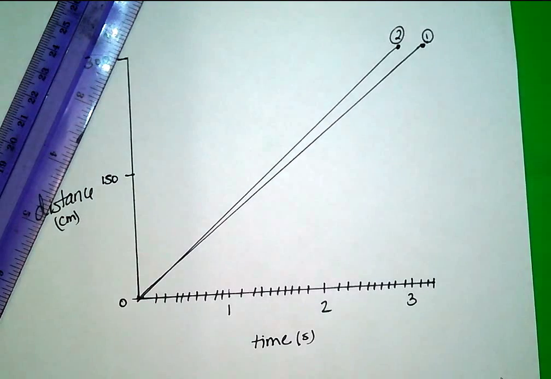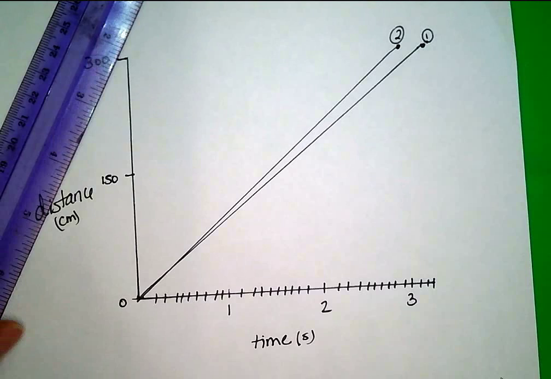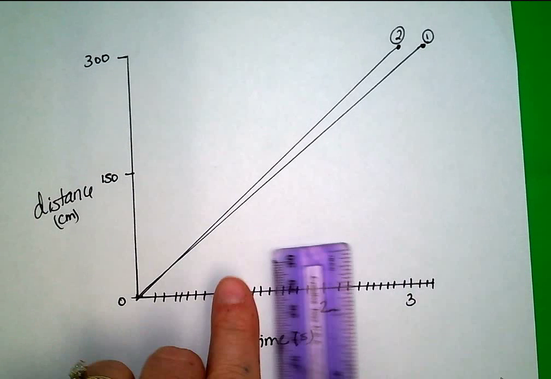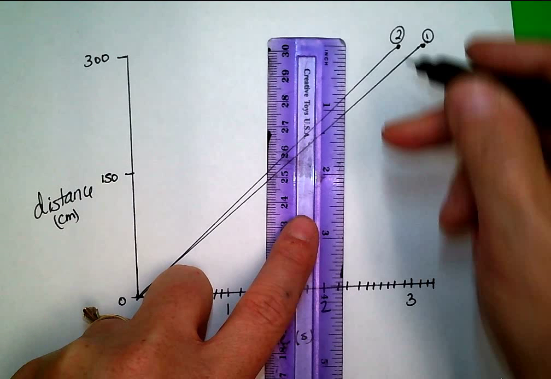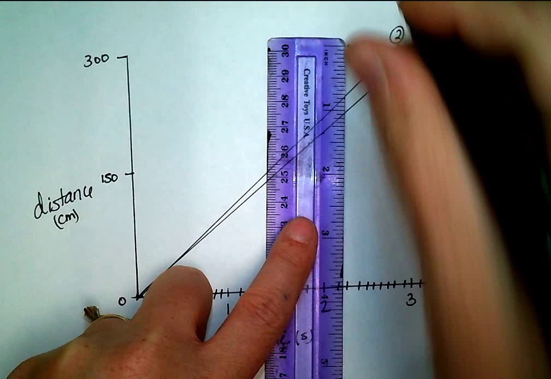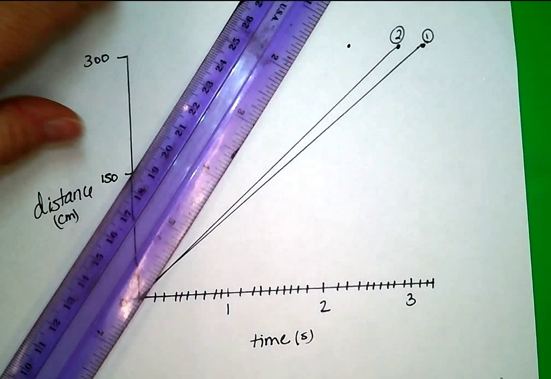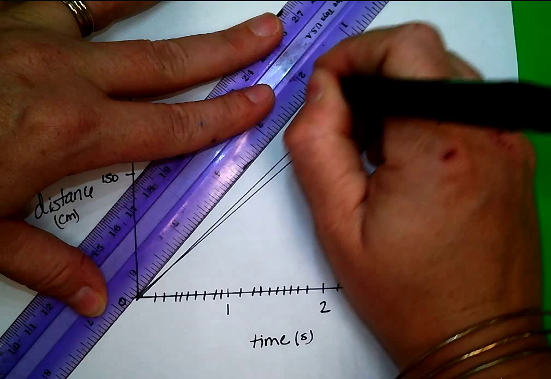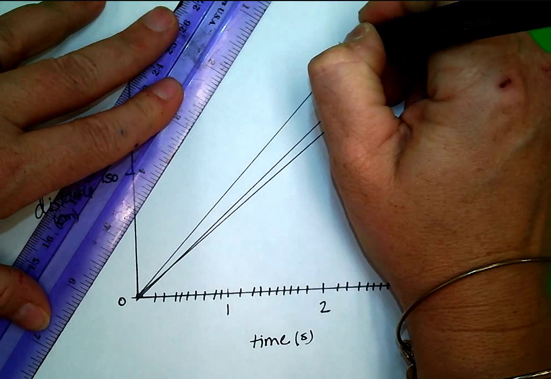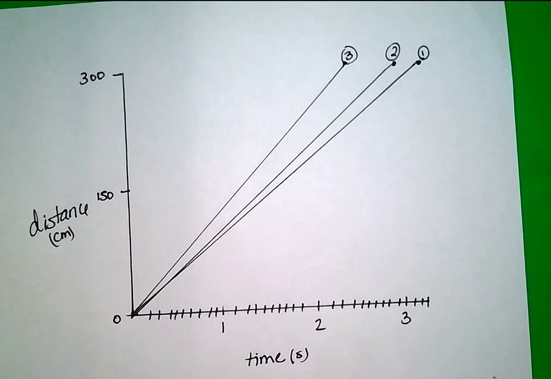All right, trial 3 is 2.25 seconds. So 2.25 is here-ish, and it goes up to 300 because my boat went 300 centimeters in that time. We're going to connect these dots here, and that would be the third trial. So you're going to have 5 lines like that in a distance versus time graph.